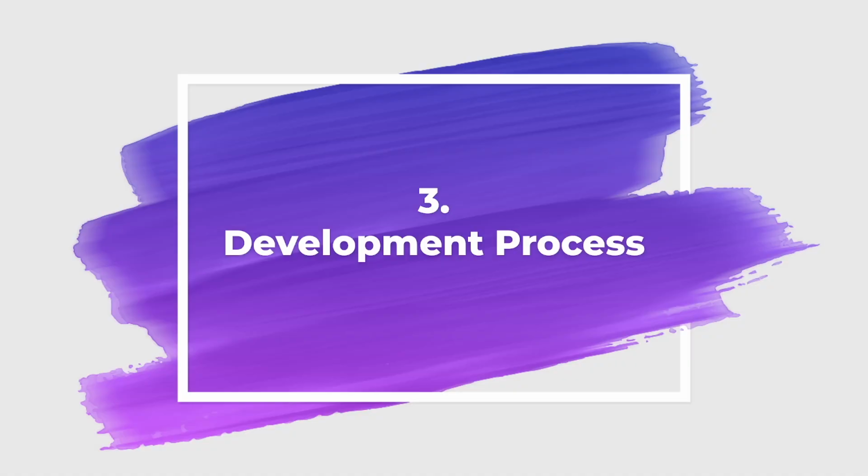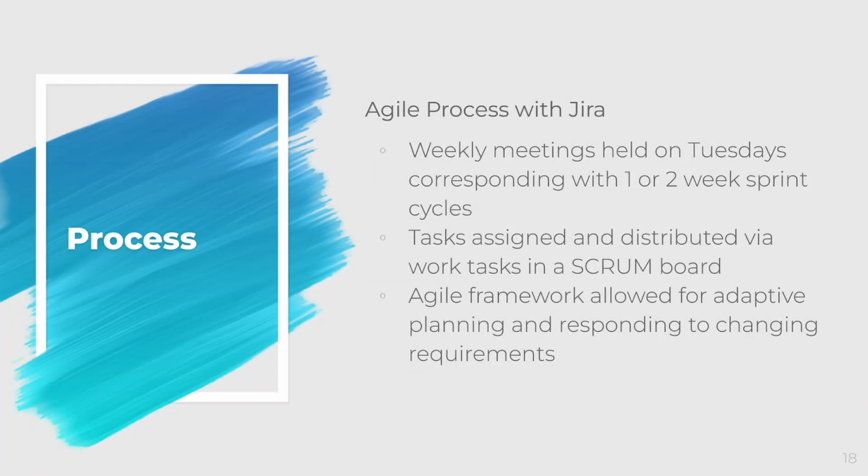Hello, my name is Andrew Bonham, and I will cover our development process. We decided to use an agile development method, meeting once weekly every Tuesday at 2 p.m. We worked in 1 to 2 week sprints for our assigned tasks, adding new tasks or re-evaluating the importance of a task every week.